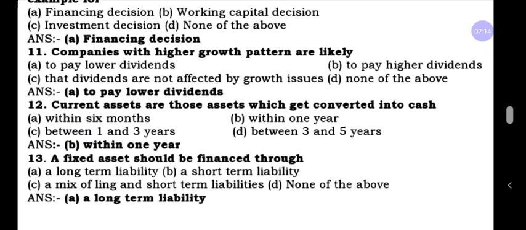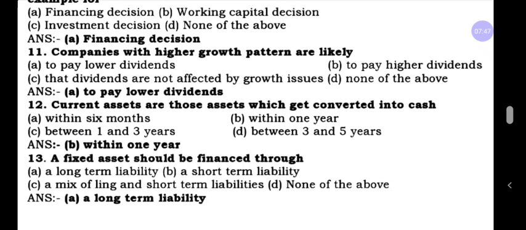Next, question number 12. Current assets are those assets which get converted into cash. I already explained that current assets are those we can use within a 1 year period of time. Here they have given the options: A within 6 months, B within 1 year, C between 1 and 3 years, D between 3 and 5 years. The answer is within 1 year.